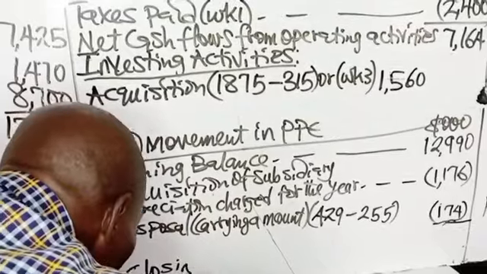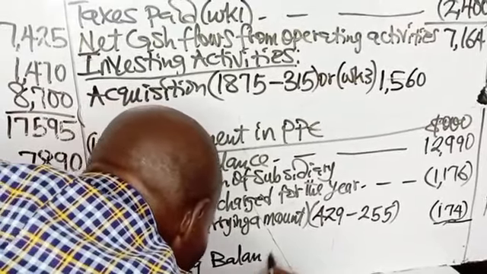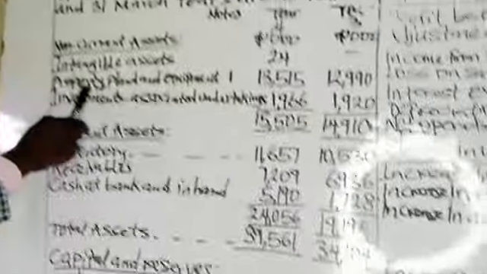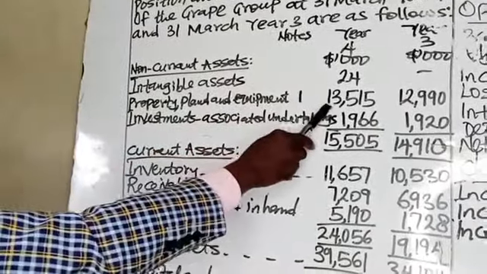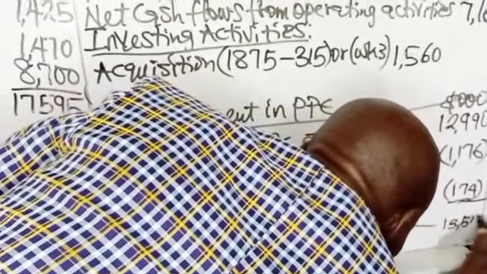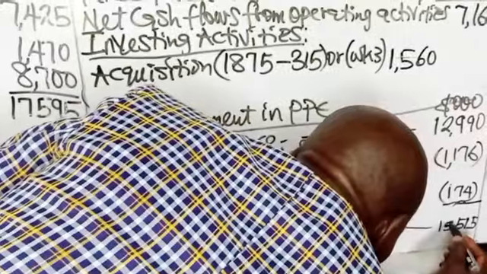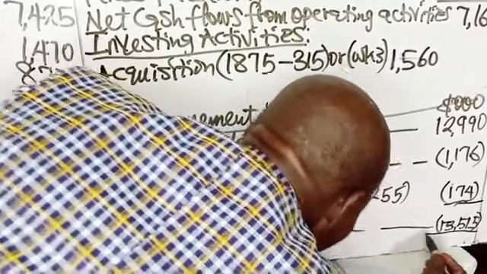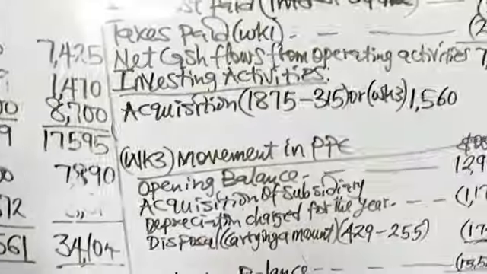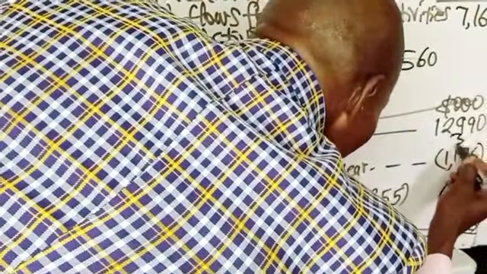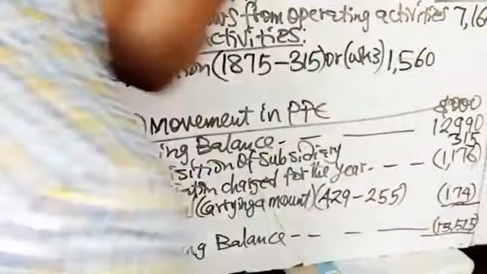Closing balance of PPE, property, plant, and equipment, 13,515. The closing balance is 13,515. The subsidiary which was acquired during the year, how much was the PPE acquired from that subsidiary? We had that in notes. The PPE acquired is 315.